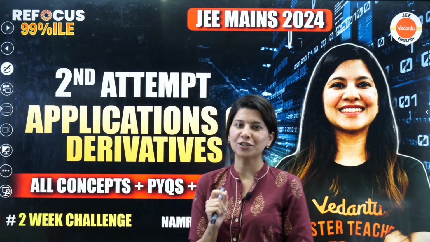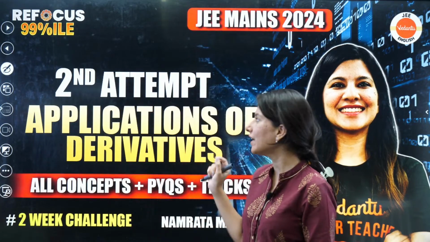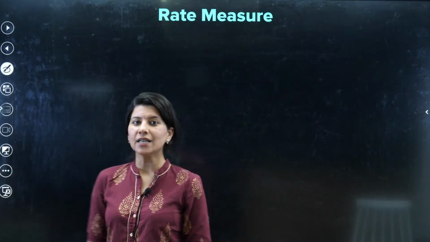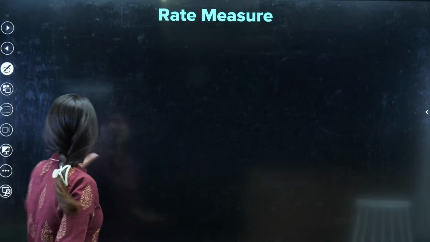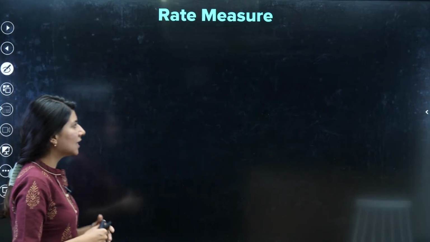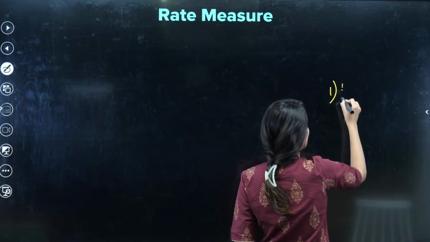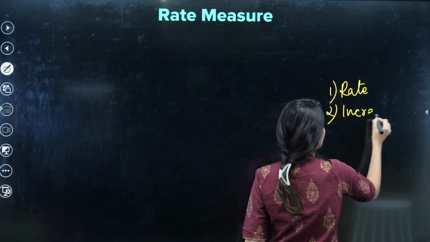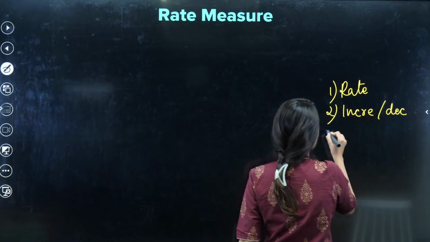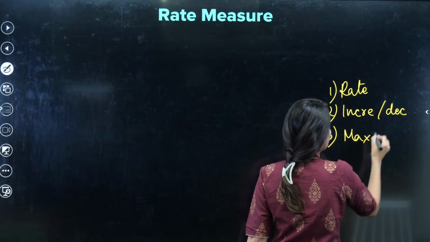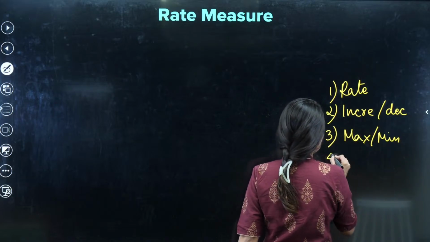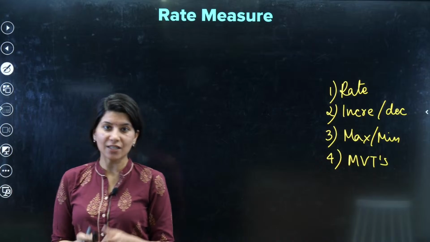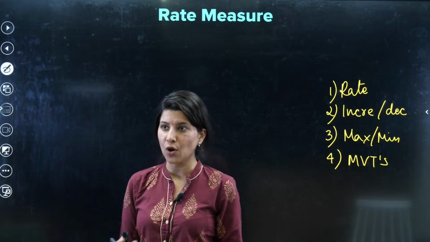So yes, without any further ado, we'll get straight into the very first topic of application of derivative, which is rate measure. So if I talk about application of derivative, what we need to study is rate measure, one of the topics we are going to study. Second will be increasing, decreasing, another topic. And then third will be maxima and minima, and we'll be discussing mean value theorem, MVT. These are the 4 topics which we'll be touching upon. We'll be solving questions, we'll be studying concepts.